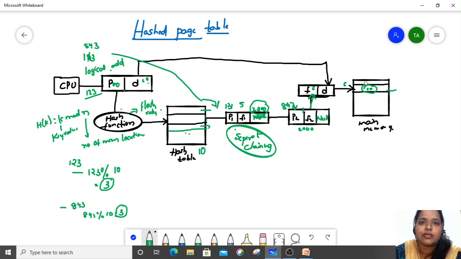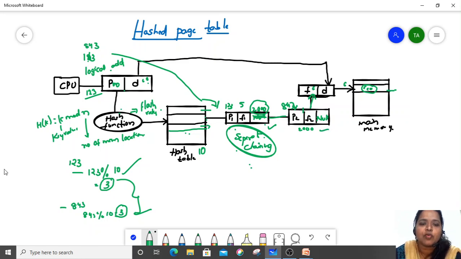Why do we use a linked list? In order not to have collisions. Suppose the CPU generates logical addresses whose mod value is the same, we would get collisions. To avoid them we use the separate chaining concept. If this is also 3 and the mod value is also 3, they both collide. So to avoid collision, we have separate chaining.